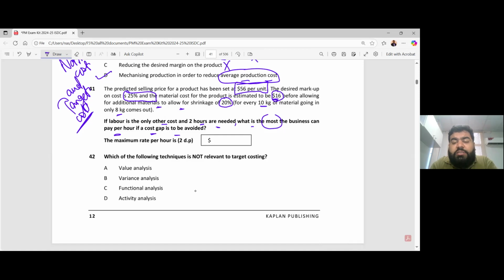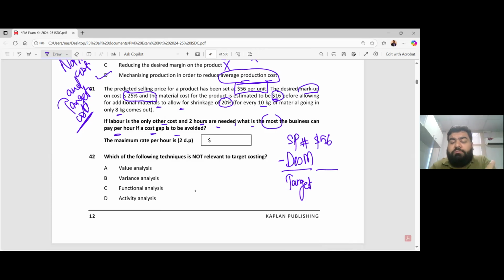It's very easy. We know the selling price is $56. Out of that we have to deduct the desired margin to calculate the target cost. First we'll calculate the complete target cost, then we'll go towards the rate. How? I will tell. Just first calculate. The desired margin was 25% markup. So the desired markup was 25%.